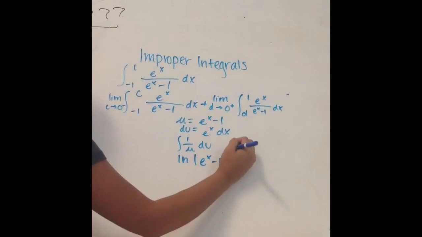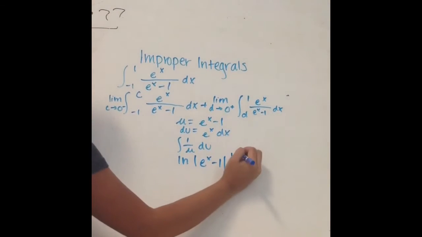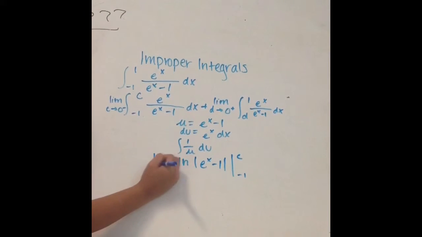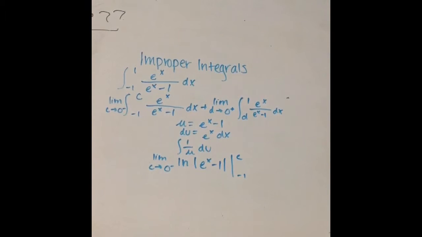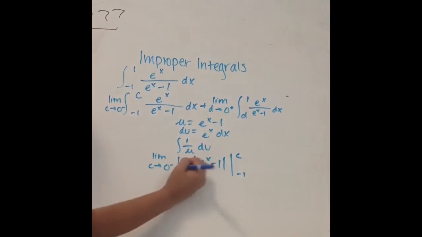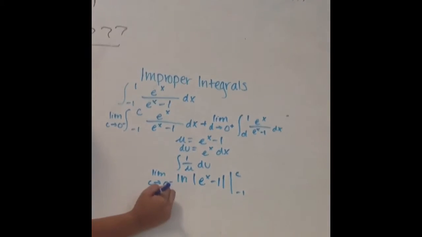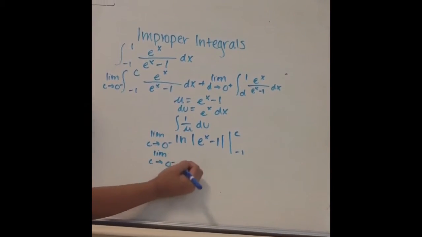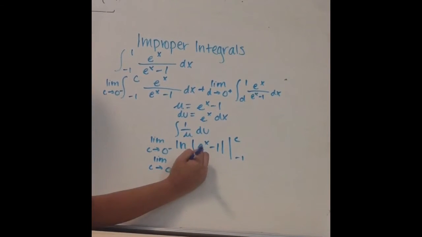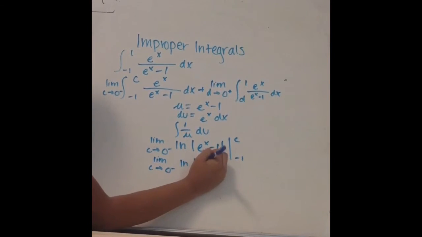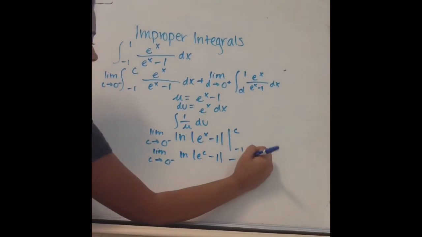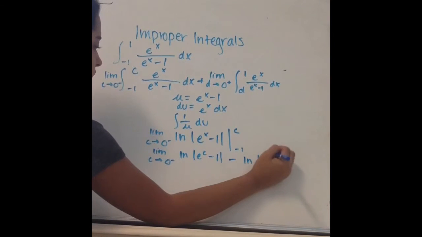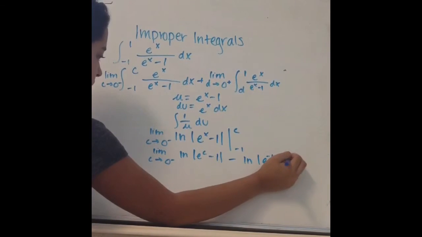And we're going to evaluate this from -1 to c, the limit as c approaches 0 from the left-hand side, for the first part. So when we do this, we first plug in c, so we get the limit as c approaches 0 from the left-hand side of ln of the absolute value of e to the c minus 1, minus ln of the absolute value of e to the -1 minus 1.